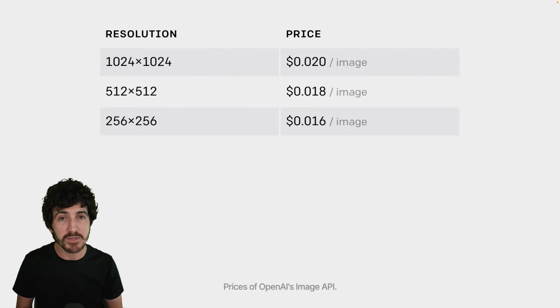For 1024 images, the price is 2 cents of a dollar, and it goes down to 1.8 and 1.6 cents of a dollar per image if you go down to 512 and 256. This doesn't mean that each request has that price, because in each request, as we'll see right now, you can ask for from 1 to 10 images. So you can accrue, for example, in the 1024 size from 2 cents to 20 cents in just one request, where you might get from 1 to 10 images.